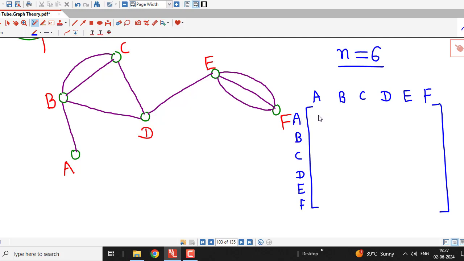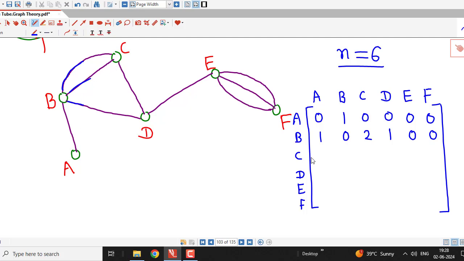There is no loop at vertex A, so I write 0. There is one edge from A to B, so I write 1. And there is no edge from A to C, from A to D, from A to E and from A to F. From B to A also there is one edge. From B to B there is no edge. From B to C we can see two edges, so here we write 2. From B to D there is only one edge, so this number is 1. From B to E there is no edge. From B to F there is no edge.